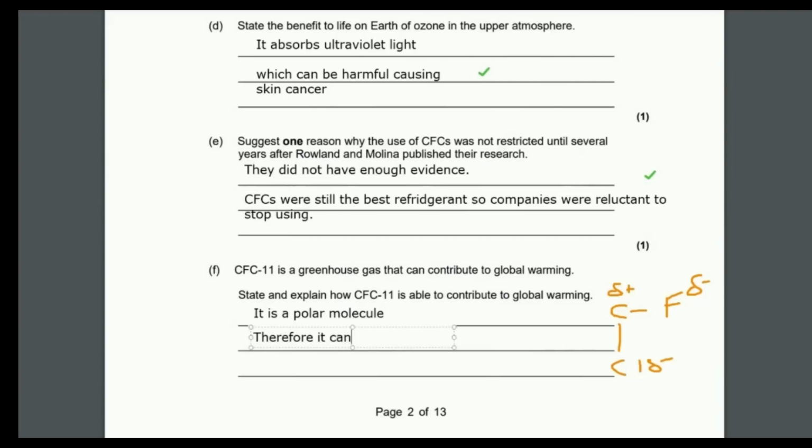Therefore, if you have a polar bond, it will vibrate and it will absorb infrared radiation at a similar wavelength to the vibrations or oscillations of that polar bond. Non-polar bonds, by the way, like carbon-hydrogen bonds, don't really absorb infrared radiation because they're non-polar and they don't vibrate in the same way that polar molecules do.